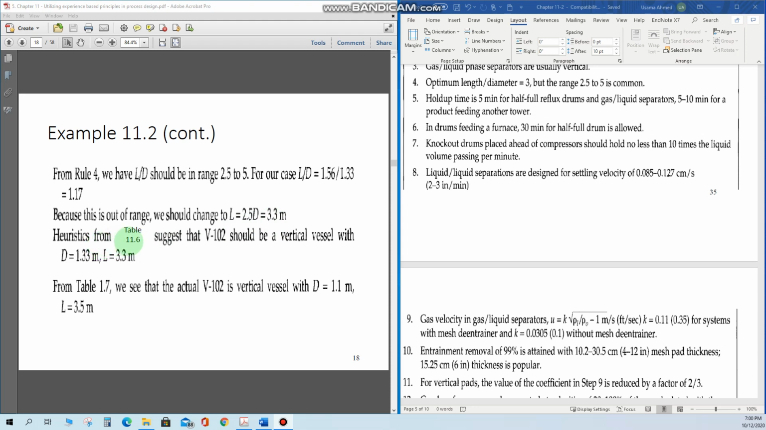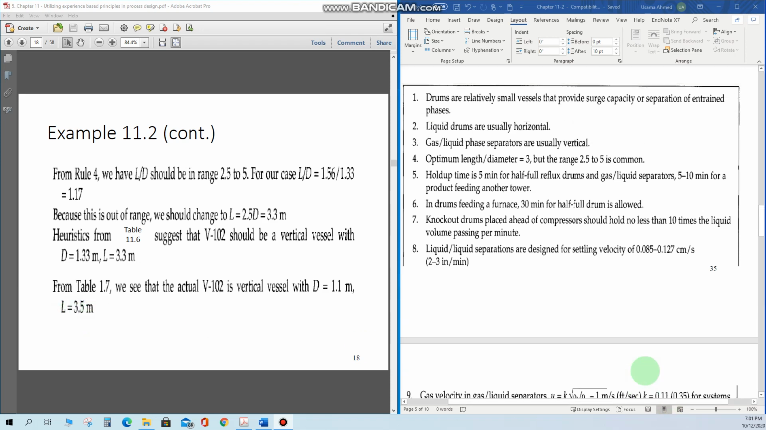Heuristics from table 11.6 suggest that V102 should be a vertical vessel with a diameter of 1.33 and a length equal to 3.3. Okay, so once we have the diameter, we can estimate the length here, and if you calculate the ratio L by D, it comes out to be 2.5. And now from table 1.7, we see that the actual V102 is a vertical vessel with a diameter of 1.1 meter and a length of 3.5 meters.